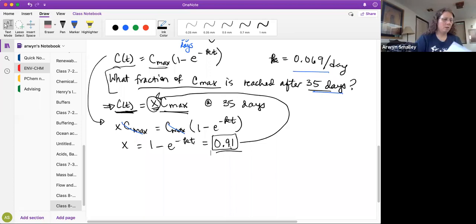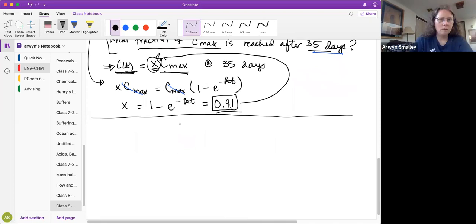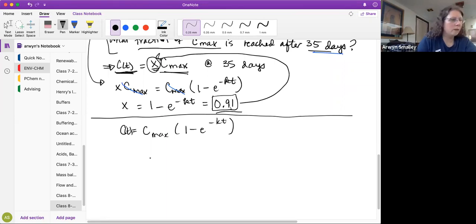It's always possible that I wrote it down wrong in the video, but let's see if we can't get to that place. So in my notes, C of t is equal to the Cmax. This is our overall equation. And then our current concentration is that 150 parts per million that we're looking for. And our maximum concentration is 280.